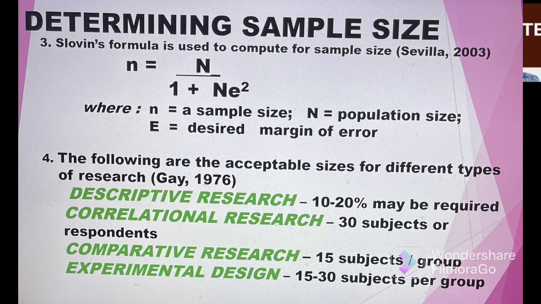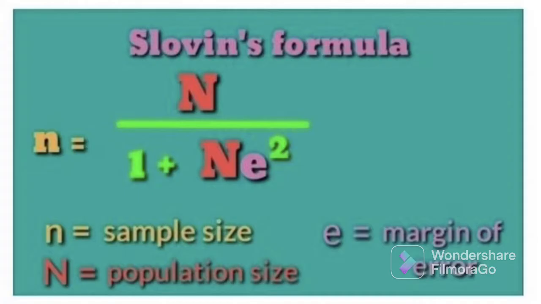The third way of determining the sample size is by using Slovin's formula. We all know that it was taught in Statistics 101 that it is used to compute the sample size using the formula. This is the formula which you are already familiar with, where n is the sample size, N is the population size or the parameter, and e, of course, is the desired margin of error. There are, of course, many researchers that utilize Slovin's formula.